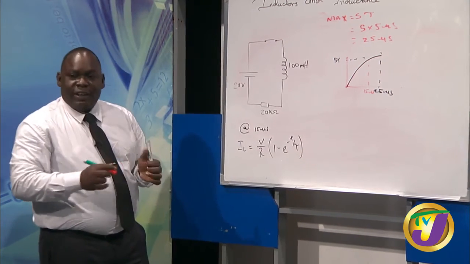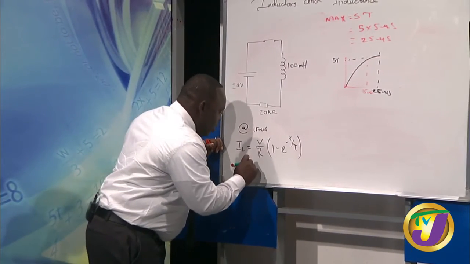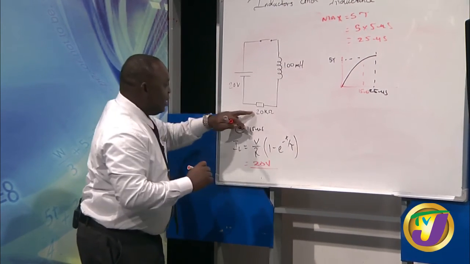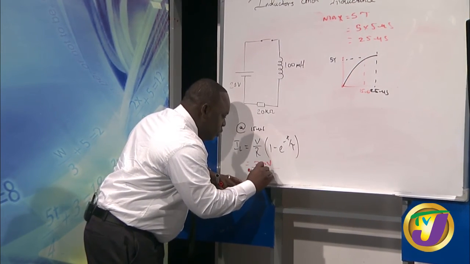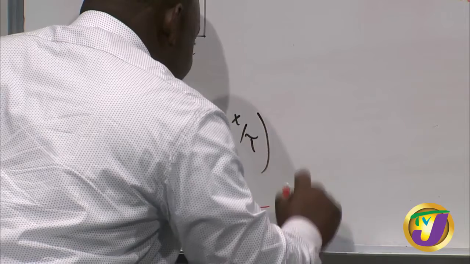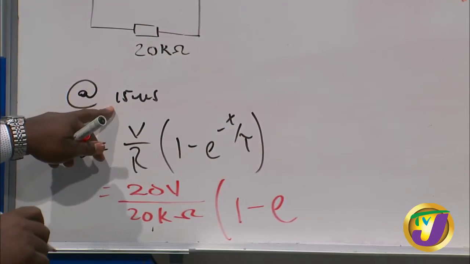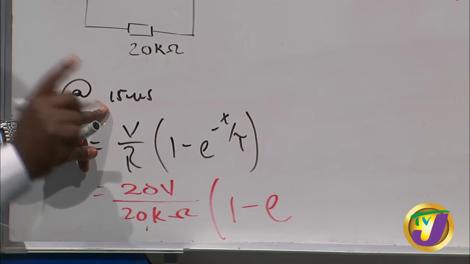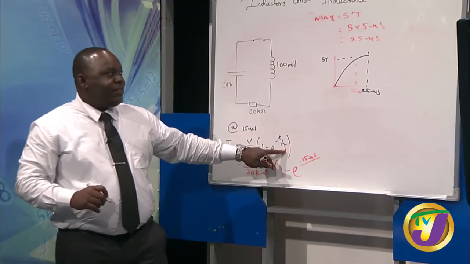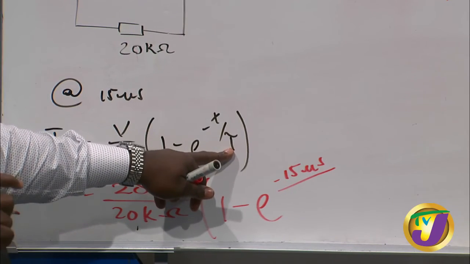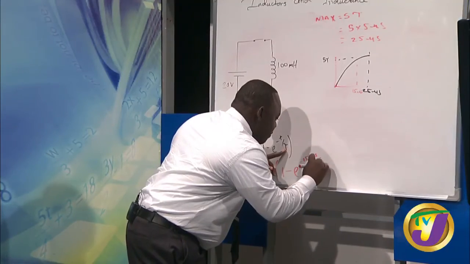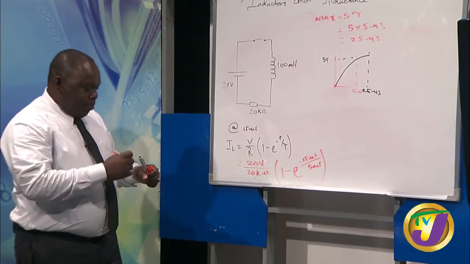Now, all we need to do is actually fill in some stuff. Our V here is what? 20 volts. Our R is 20 kilo ohm, or 20 times 10 to the 3. And then we're going to be putting our factor, 1 minus e. And remember our time? The time that was given to us is 15 microseconds. So we have minus 15 microseconds. And remember our time constant that we calculated earlier was what? 5 microseconds. Lovely. Nice that you're paying attention. So we have our 5 microseconds, and then we can close our bracket.